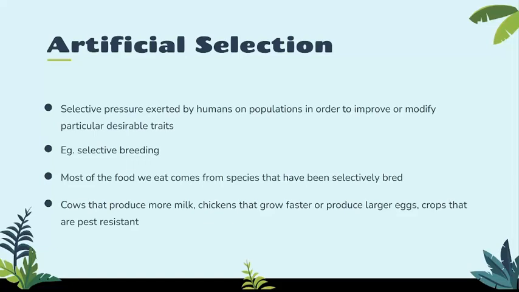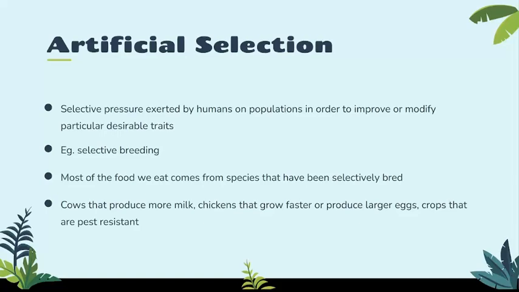Now, we're going to talk about artificial selection. We talked about natural selection, due to nature. Now we're going to talk about things that we do. Selective pressure done by humans on populations in order to improve or modify certain traits. I don't want to sound too bold, but we do this for fun. We don't do this because we want it better for them. We do this because we want to know what goes on. We want to experiment. That's why there are so many mice that we kill.